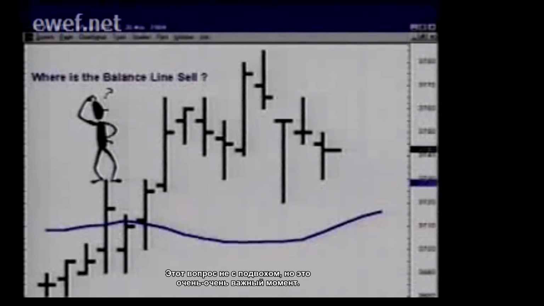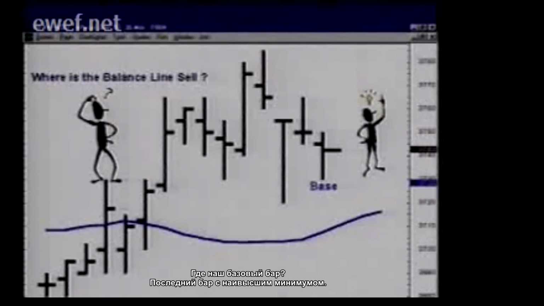Now, let's look at this balance line sell, and this is not a trick question, but this is a very, very important concept. Remember the comedian Flip Wilson, who used to have the Church of What's Happening Now. What we want to do is trade the market of what's happening now. So we look for our sell here, and where's our base bar? It's the most recent highest low.